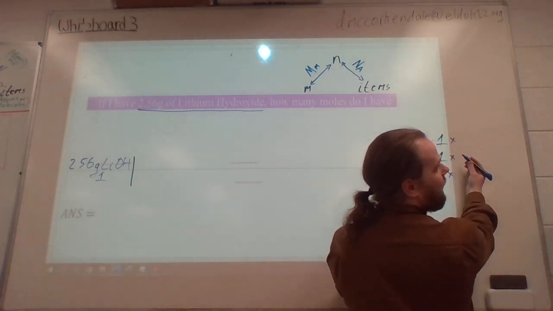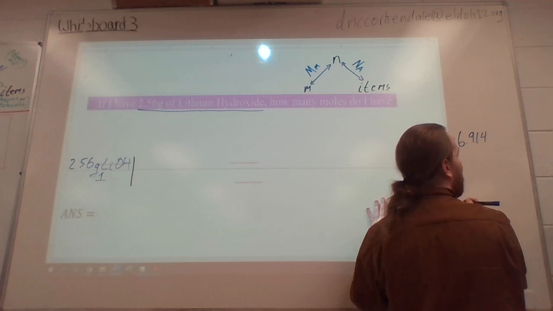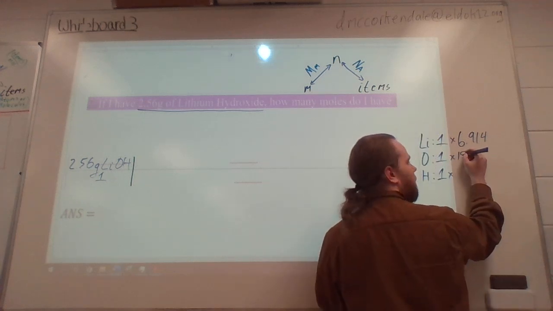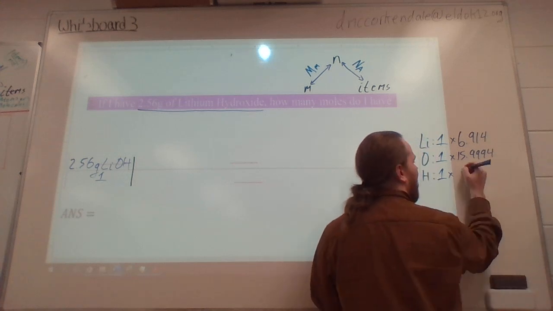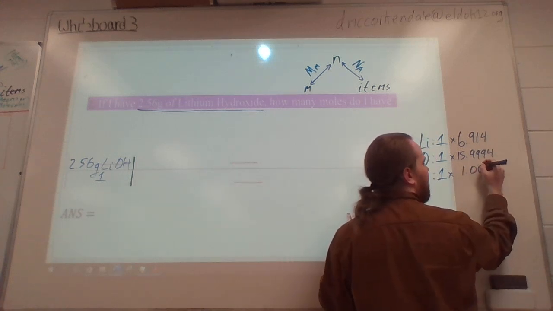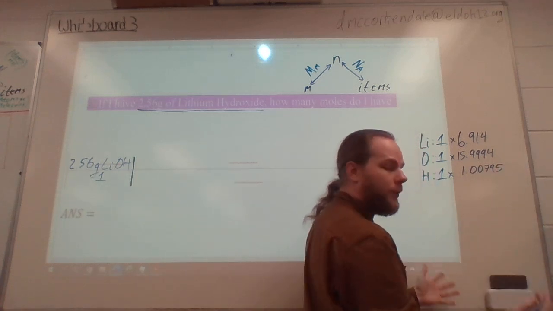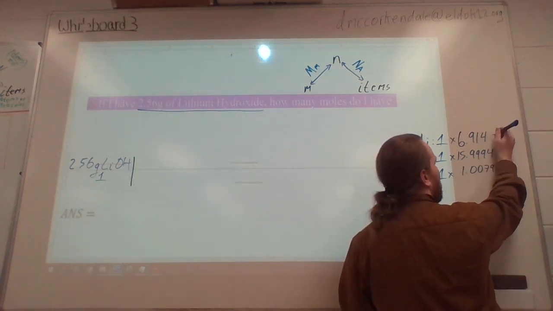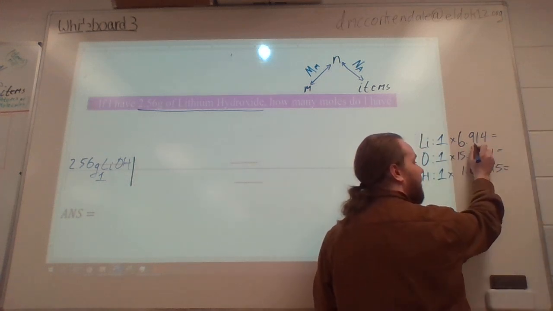For lithium, that is going to be 6.914. For oxygen, that is 15.9994. And for hydrogen, that is 1.00795. Now, normally, you would then go equals, equals, equals, and calculate whatever this is times that.